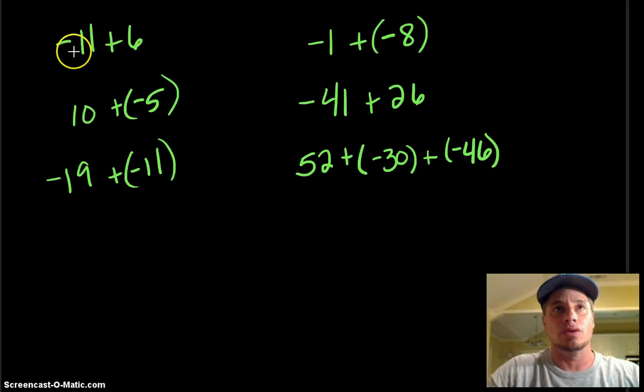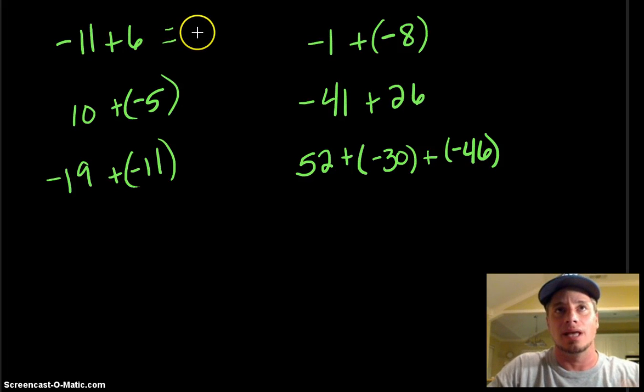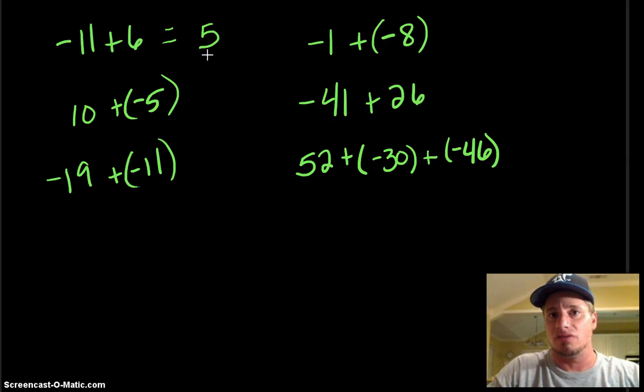Let's look at this first one. Well, I've got different signs here. -11, +6. That means I need to subtract. So 11 minus 6 is 5. Now, is this going to be a -5 or +5? Well, the number with the largest absolute value, or the largest number is 11 here, so it gets the sign of the larger number, which is negative, so I get a negative answer.